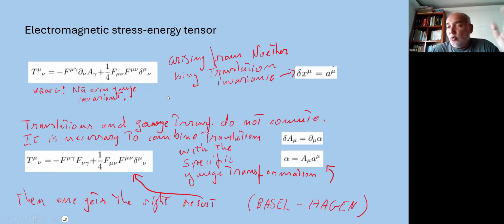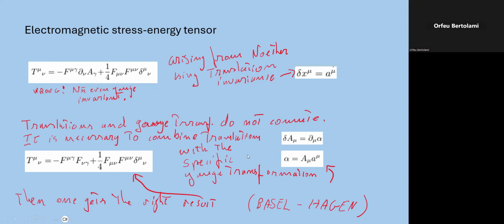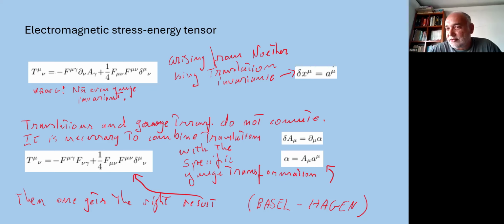But anyway, my point here was to call attention that you just don't use another theorem as a recipe, because you may get the wrong result. In this case, there are these two famous methods by Bell-Infant and by Basel-Hagen. I personally prefer the second one, that's why I didn't mention Bell-Infant's method. But the point is that you don't get it straight from Noether's theorem.